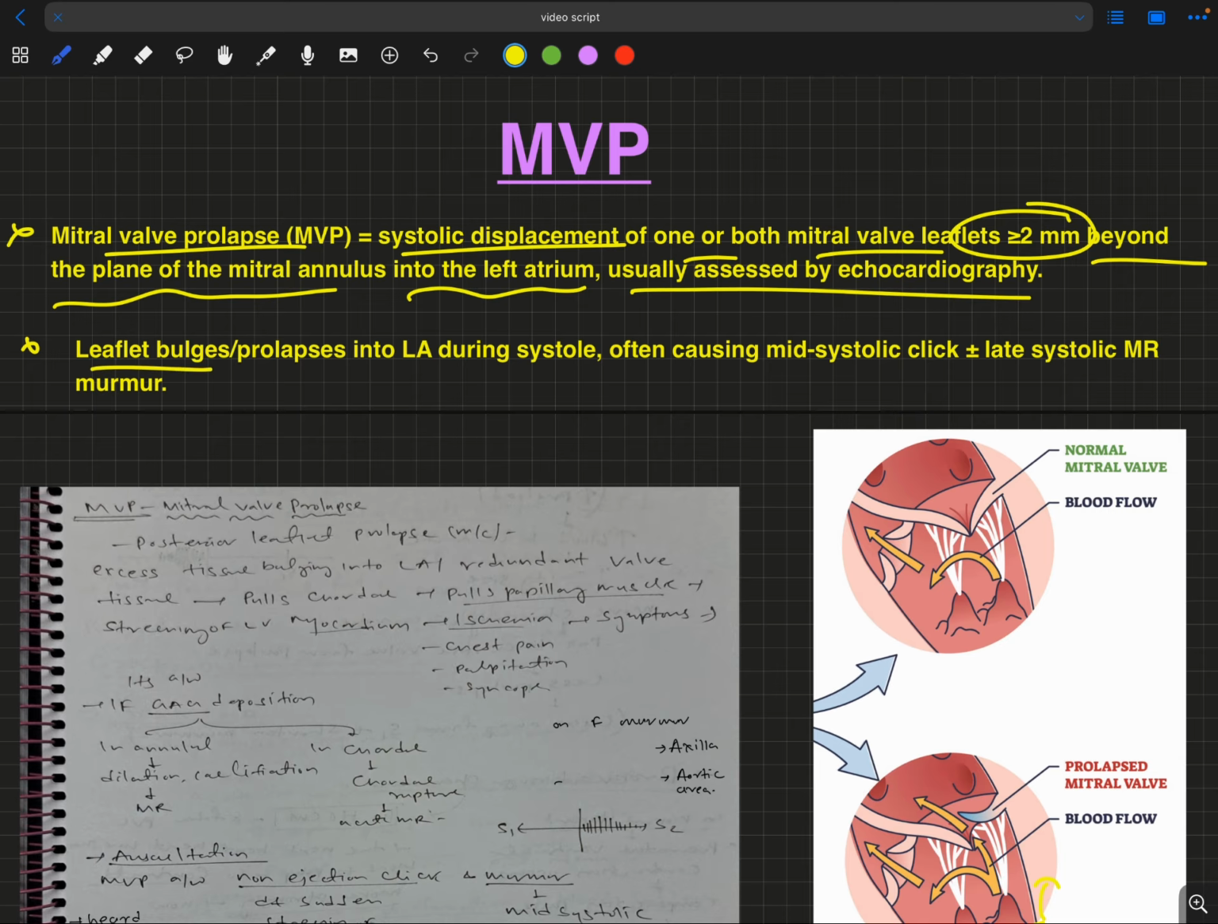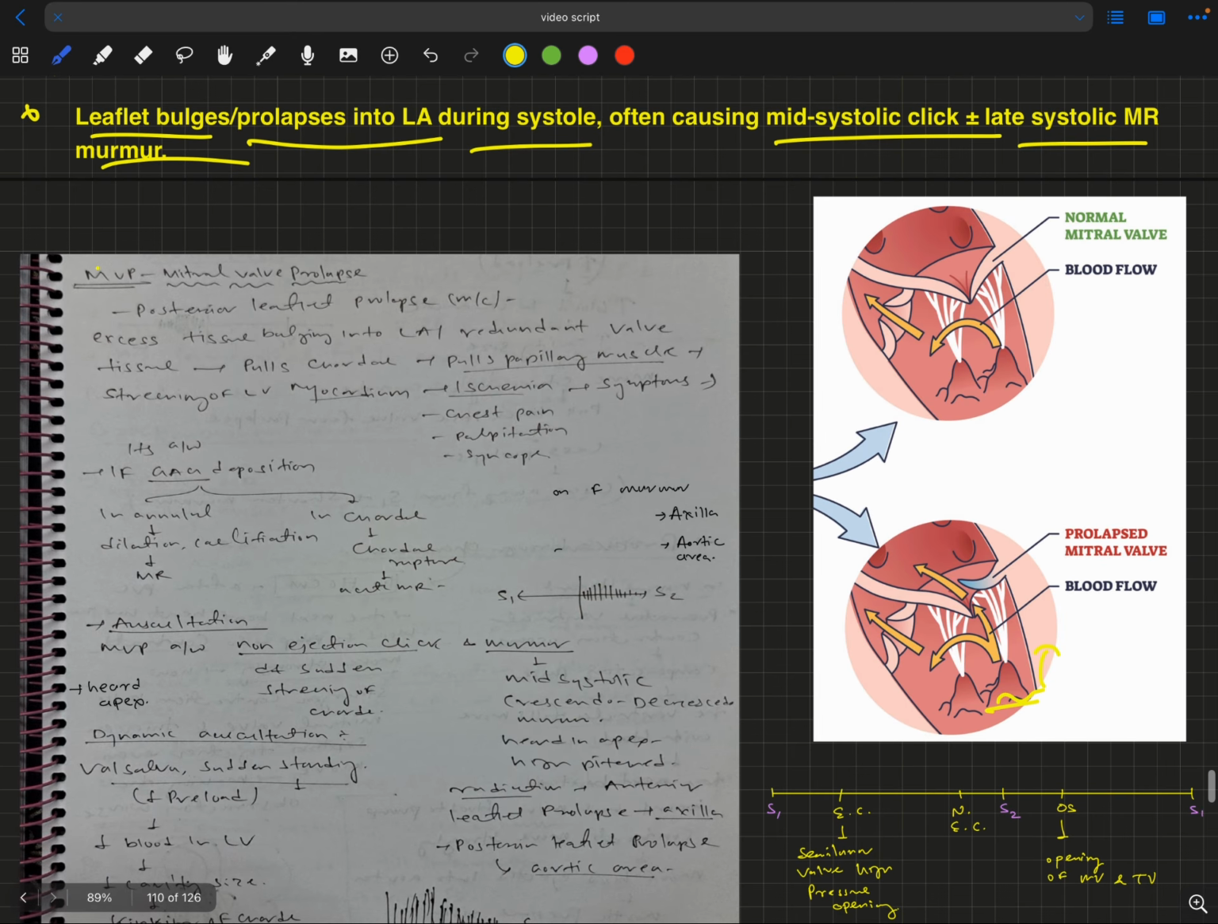So, the leaflet bulges or prolapses into the left atrium during systole, and it causes a mid-systolic click plus or minus a late systolic MR murmur. In mitral valve prolapse, the posterior mitral leaflet is most commonly involved.